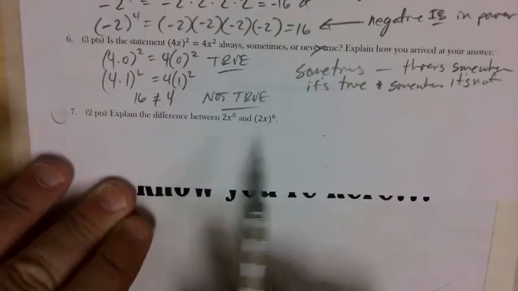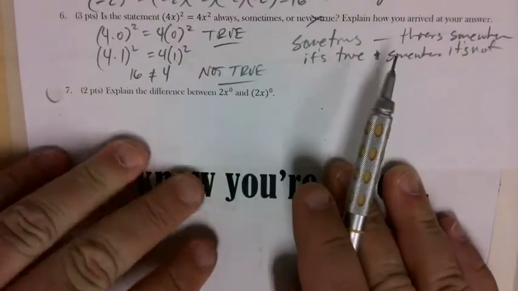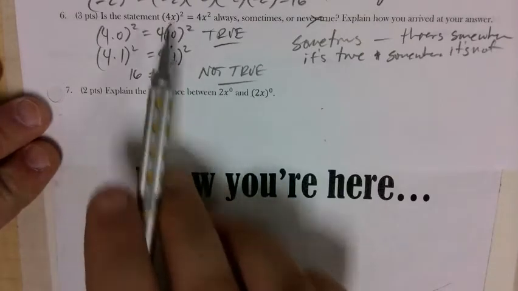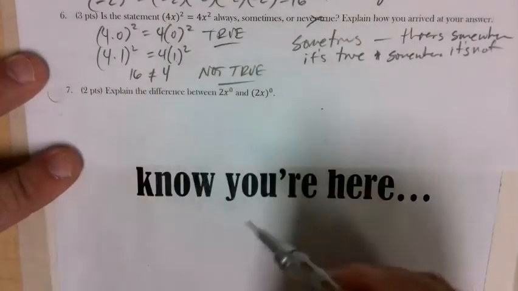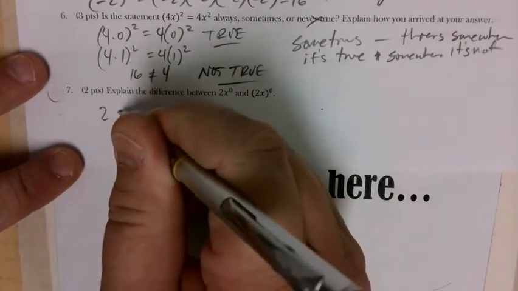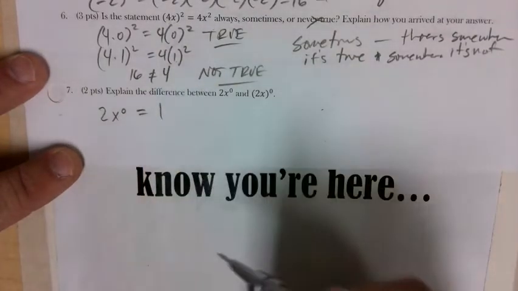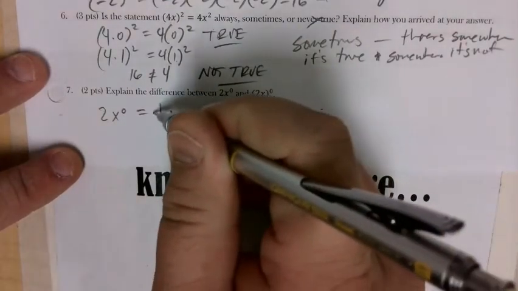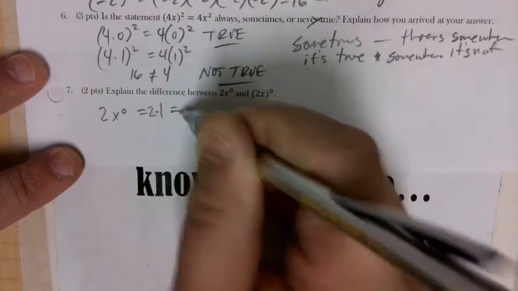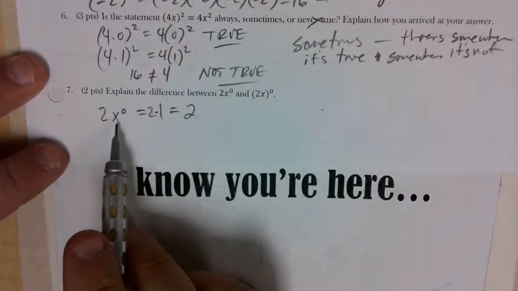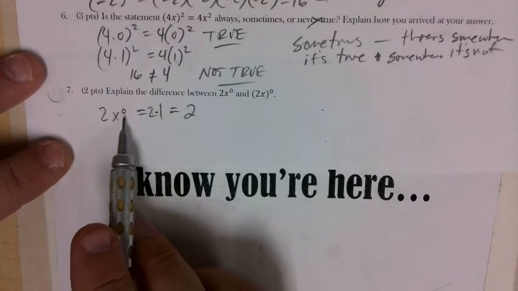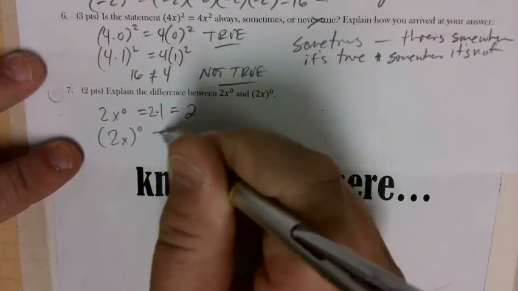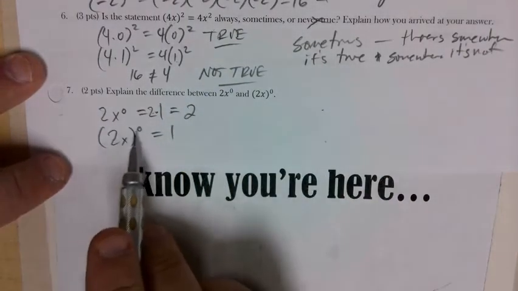Explain the difference between 2x to the 0 and (2x) to the 0. Guys, these three questions are all about what these parentheses do to these exponents. 2 times x to the 0 is equal to 1 times 2 times 1, because anything to the power of 0 is 1. So it's equal to 2, because no matter what I put in for that x, x to the 0 is 1.